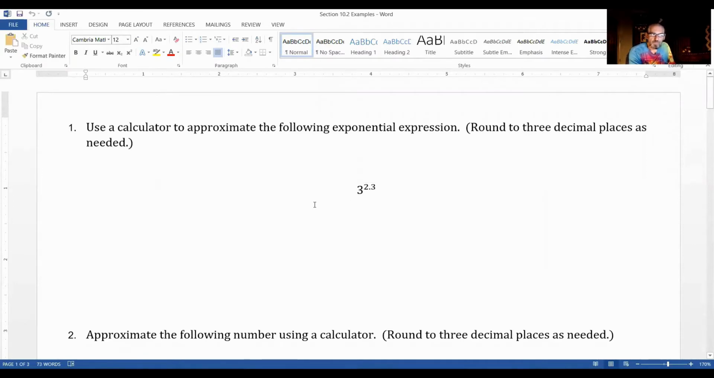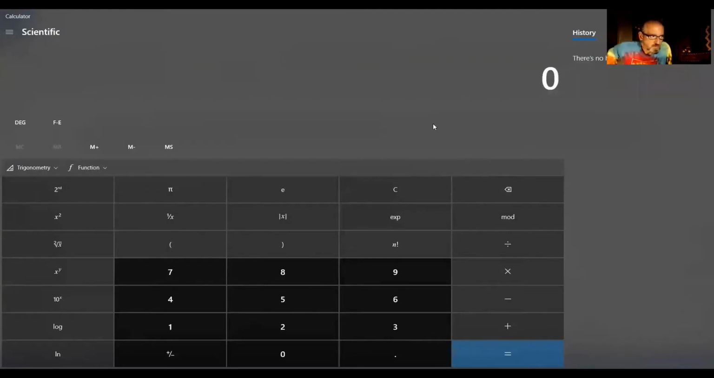So this first one, we're supposed to come up with an approximation of 3 to the 2.3. Since 3 squared is 9 and 3 cubed is 27, I expect something that is between 9 and 27. However, 2.3 is closer to 2, so that approximation should come out closer to 9.